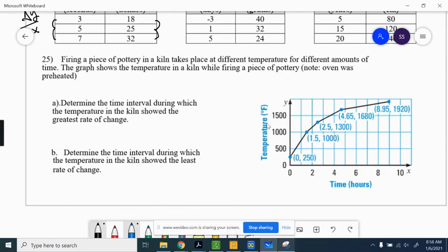A, determine the time interval during which the temperature in the kiln showed the greatest rate of change. Greatest rate of change. So you're looking for where on the graph was the steepest part. Where was the incline or decline steepest? And B, determine the time interval during which the temperature in the kiln showed the least rate of change. So that would be like thinking about where's that slope the least steep? So up here, we're looking for a super steep one. Over here, we're kind of looking for a flat. So I'll leave those up to you.